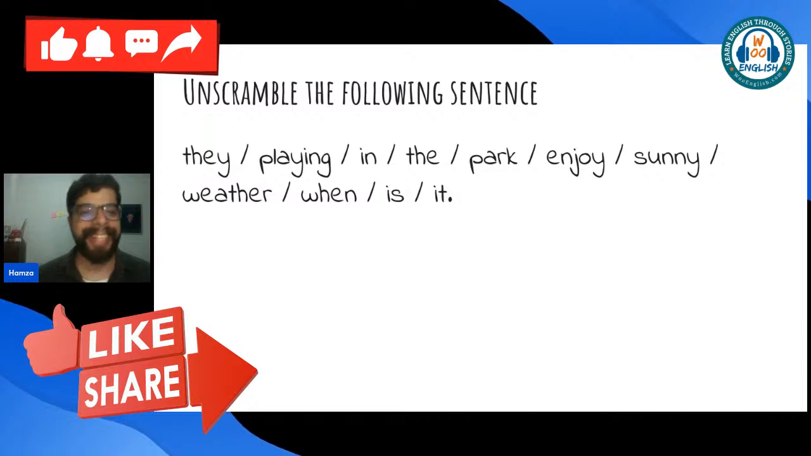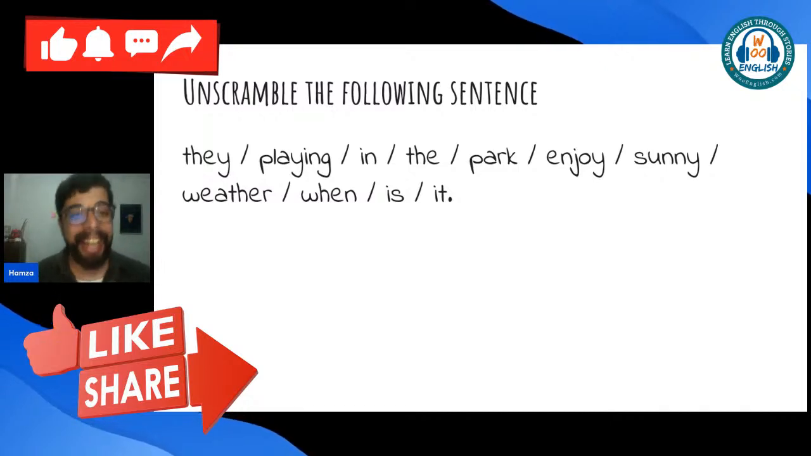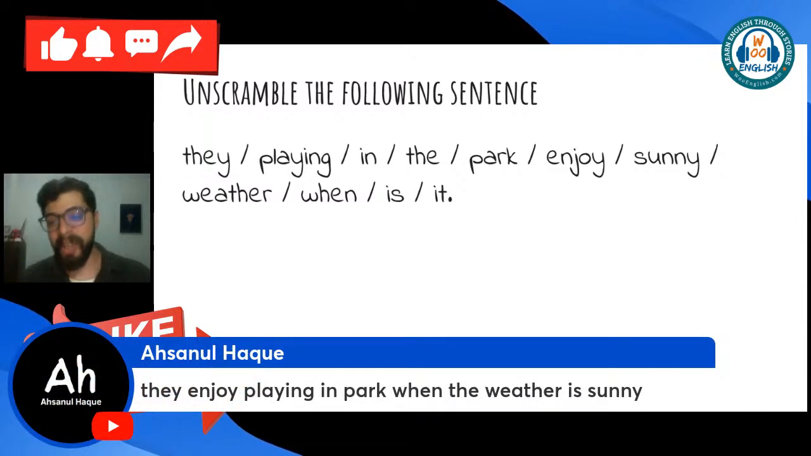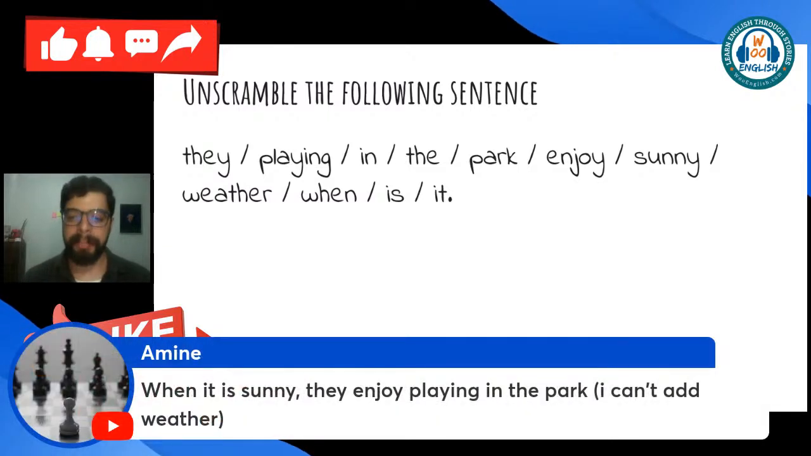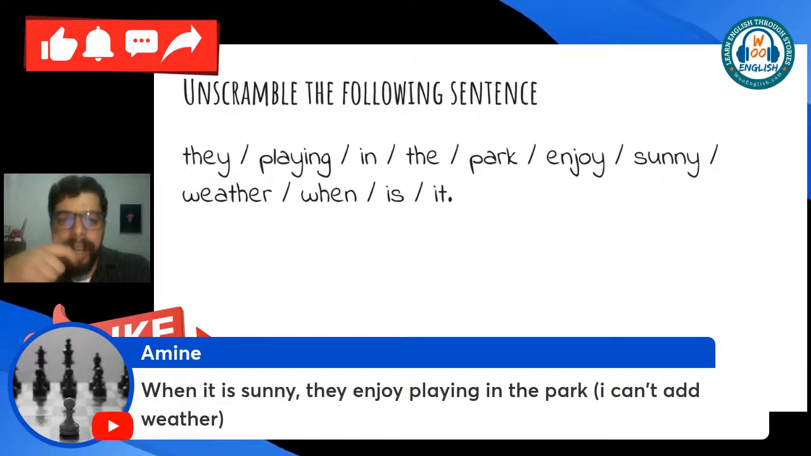All right. I think this sentence beat you guys because it took you longer to solve than the previous ones. Let me see, Arsenal. They enjoy playing in the park when the weather is sunny. I mean, when it's sunny, they enjoy playing in the park. When you can say, is that it? I see, there is an it that's added.